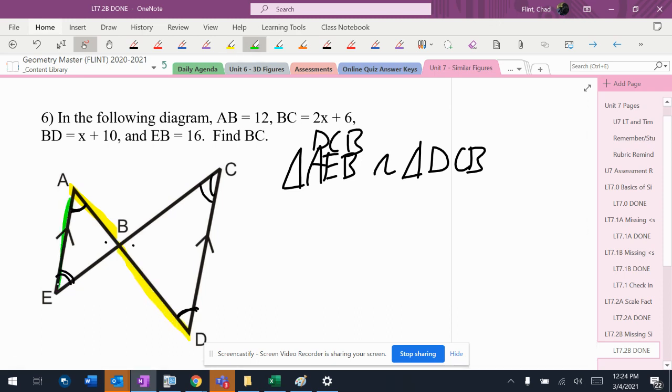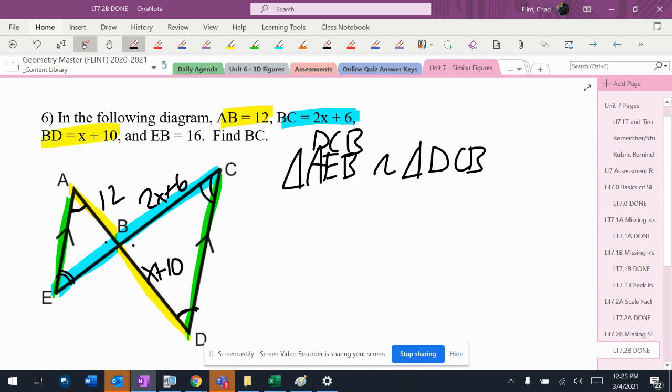And then AE goes with BC, so right there. And then ED goes with CD, right there. All right, so now AD is a yellow side, so I'm going to add that in yellow. I'm going to put that on. BC is a blue side, so 2x plus 6. BD is a yellow side, plus 10. And ED is a blue side, 16.